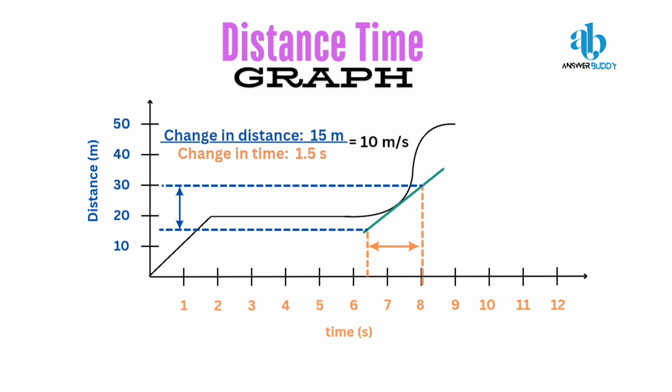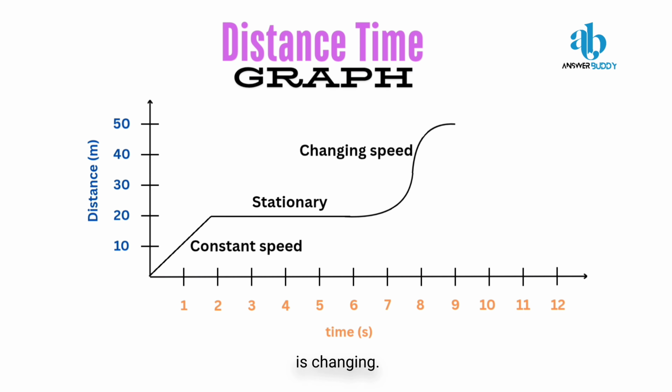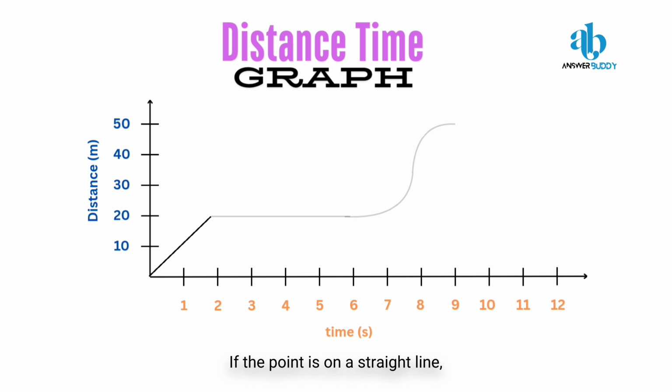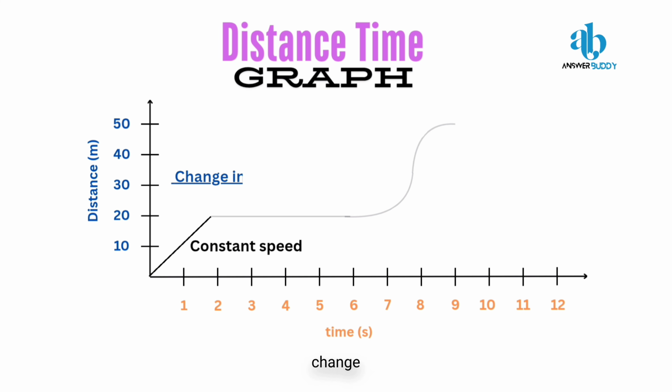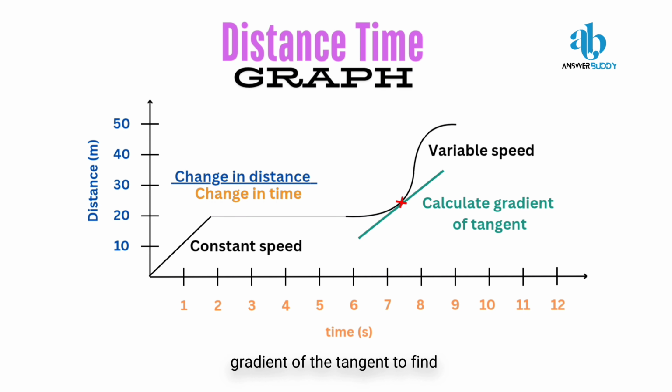So to sum it up, straight lines on a distance time graph mean constant speed. Flat lines mean the object isn't moving. And curved lines mean the speed is changing. If the point is on a straight line, you can calculate the speed by finding the gradient of the line. Just divide the change in distance by the change in time. But if the point is on a curve, you'll need to draw a tangent line at that point and calculate the gradient of the tangent to find the speed.